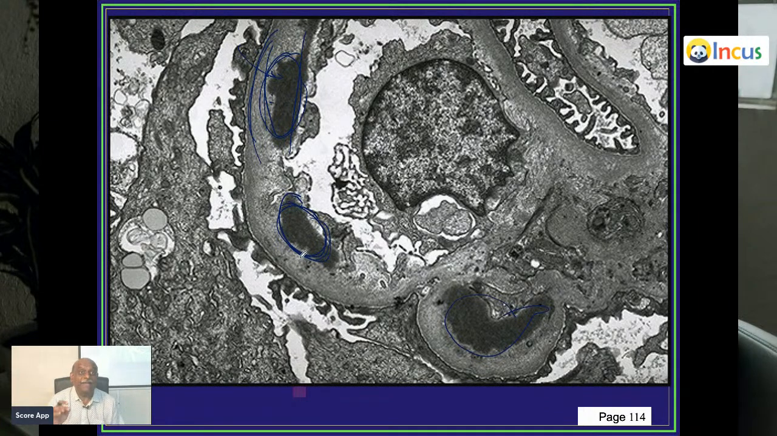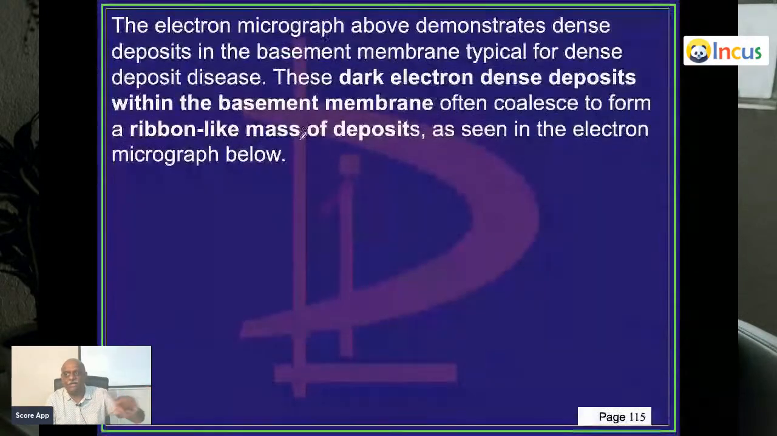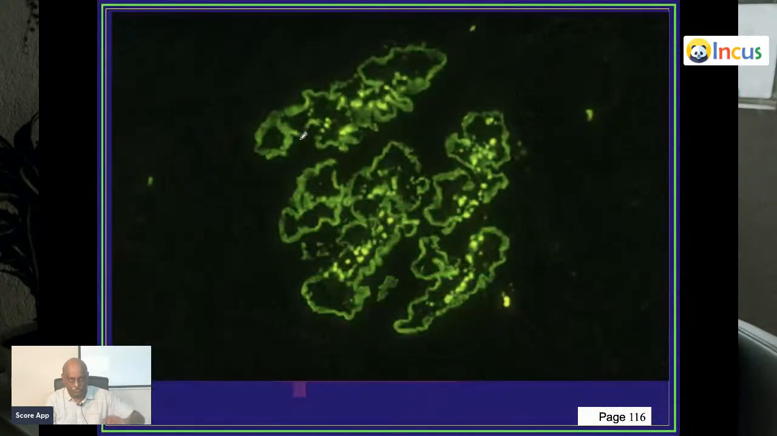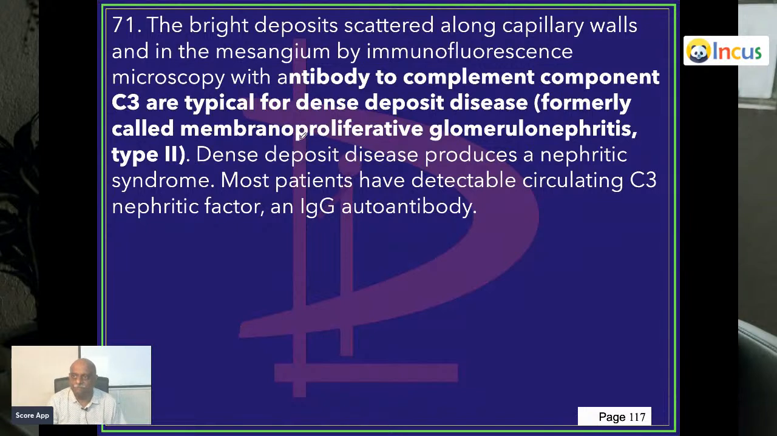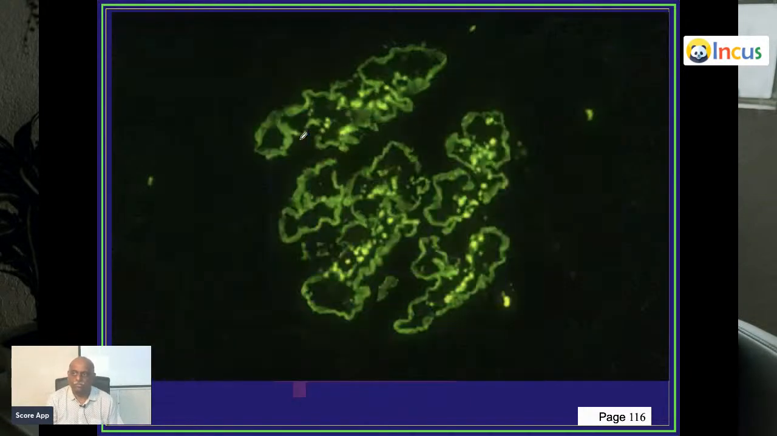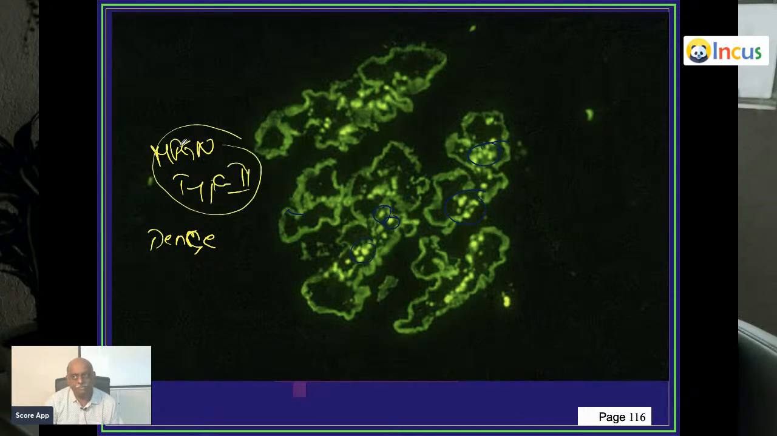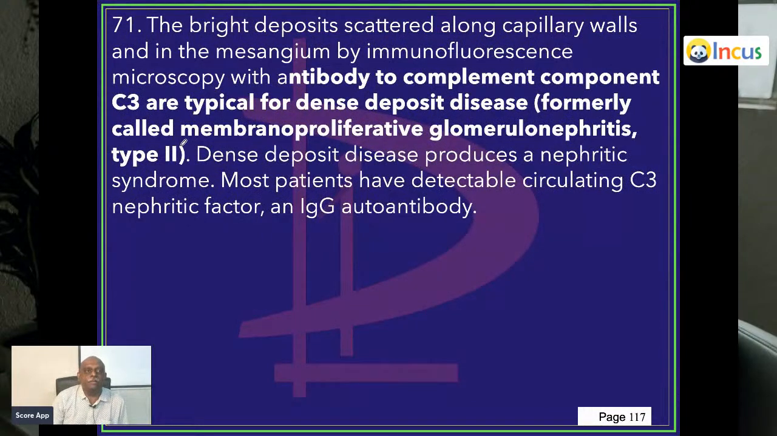What is this called? Dense deposit disease. Tram track is, in the GBM, typically there is a splitting, and deposits occurring directly within the GBM. Then that is called dense deposit disease is what you need to remember. So here you can see inside the GBM, there are deposits which you are able to see inside the GBM. So this is called dense deposit disease. Earlier days, they used to call MPGN type 2 as dense deposit disease, but nowadays they directly call it dense deposit disease.